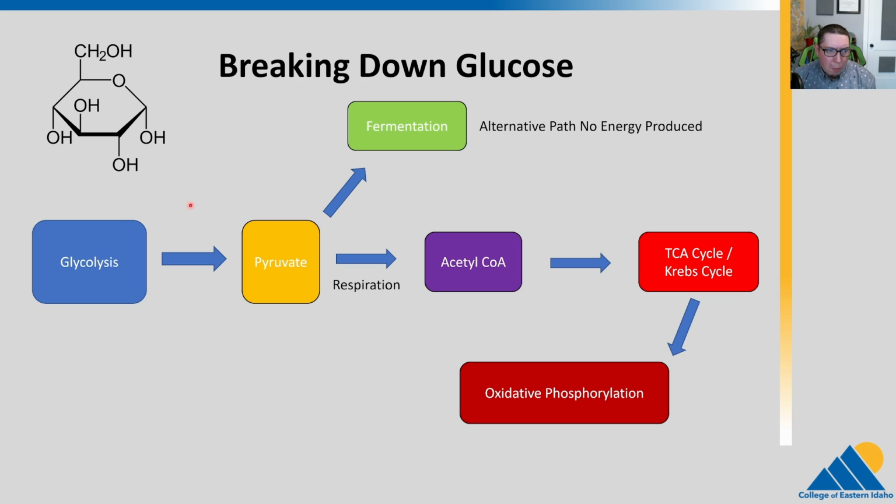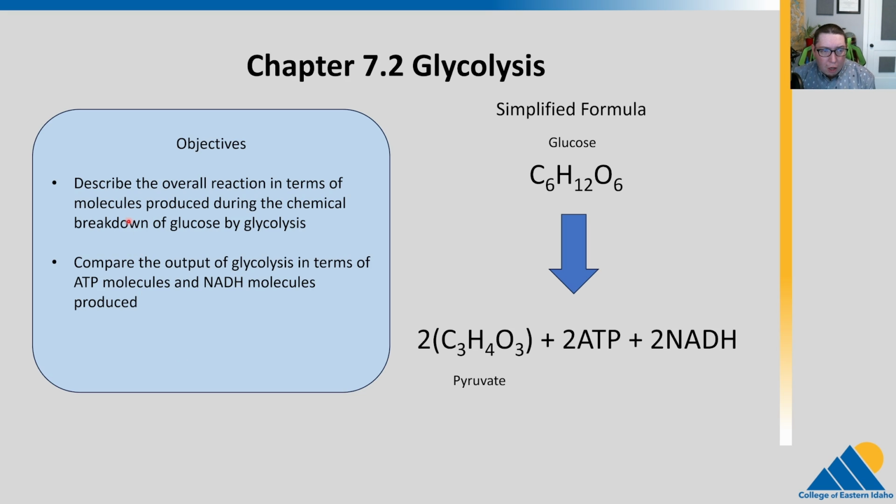So we're going to start by talking about glycolysis here. We're going to talk about the set of reactions that go into glycolysis. We won't memorize them or anything like that. But we're going to look at what goes in and what comes out, and a little bit about how some ATP is made in the process, and we will capture some high energy electrons in our NADH molecule. So this is the simplified formula going in here.